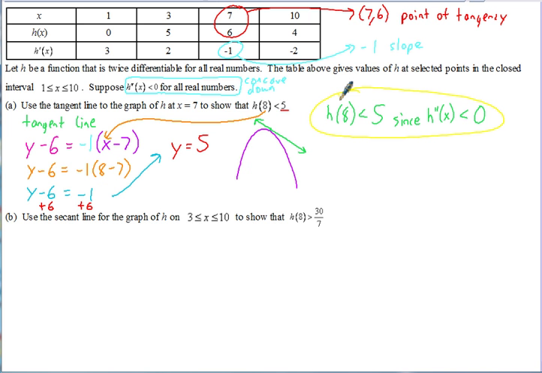And then part B says use the secant line for the graph on the interval 3 to 10 to show that h of 8 is greater than 30 over 7. So remember the secant line is, instead of the tangent line where it touches the graph at one point there, the secant line goes through 2 points on the graph. So from 3 to 10, notice our point of tangency 7 is right in the middle of that.